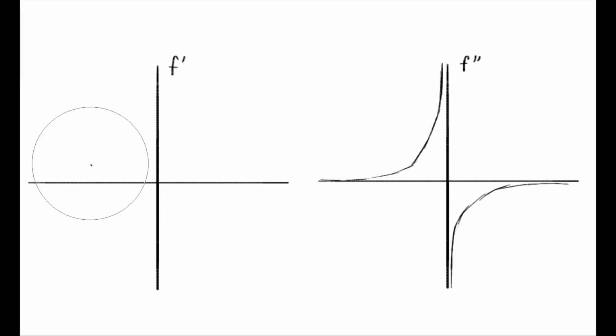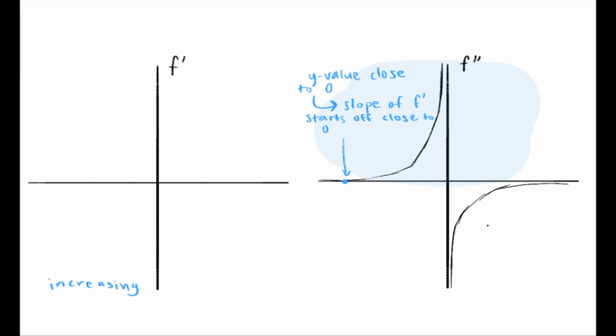Okay, so we'll be doing problem 10. To go from f double prime to f prime, you'll see that on the left of 0, f double prime is above the x-axis, which means that f prime will be increasing because the slope is always positive. On the far left, the y values of f double prime start at 0, so the slope of f prime will be close to 0.